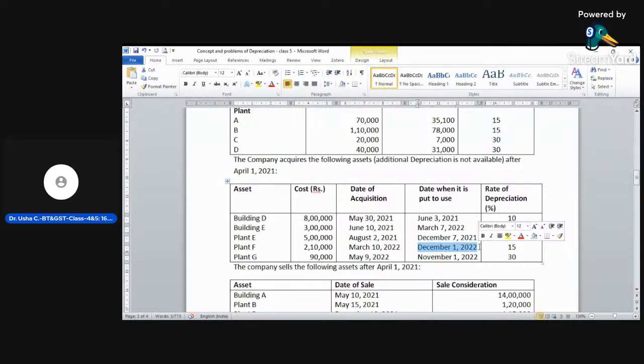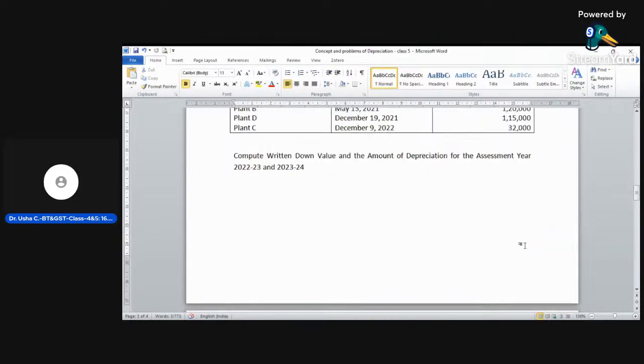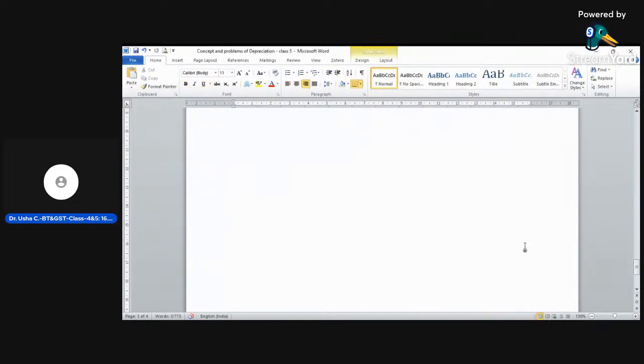Plant F of 2,10,000. Plant F is purchased in the year 2021-22 but not put to use in the same previous year. It has been taken into consideration in the next previous year, that is 2022-23, and the rate of depreciation is 15%, which means this comes under the category of block 3. Okay, so now take this.